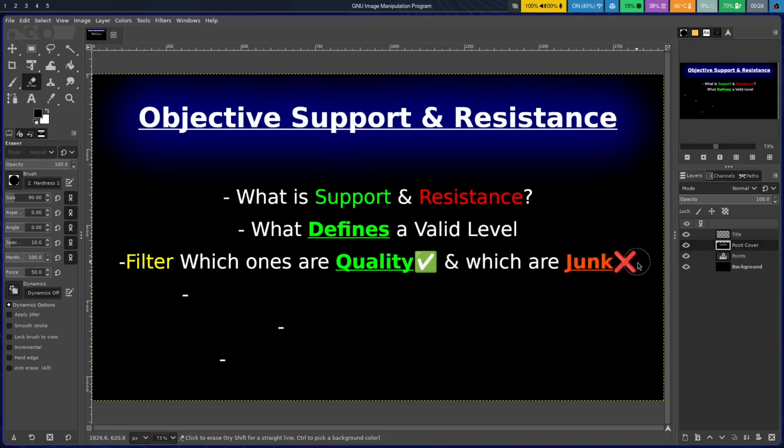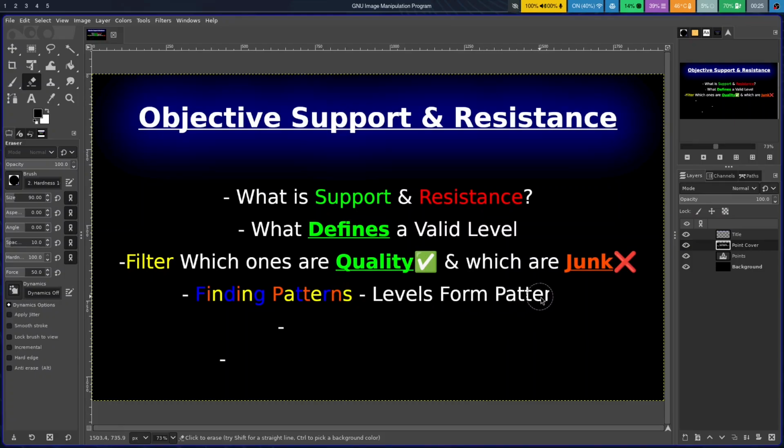And then we're going to learn to filter which ones are actually quality levels and which ones are junk levels, because you're going to find out that some may look pretty good, but they lack a certain thing or another, and that makes them junk instead of quality. It also has something to do with your goals, which we'll get into. And then we're going to go over finding patterns, because just like price action and time frames, these levels form in patterns. So we're going to talk about that.